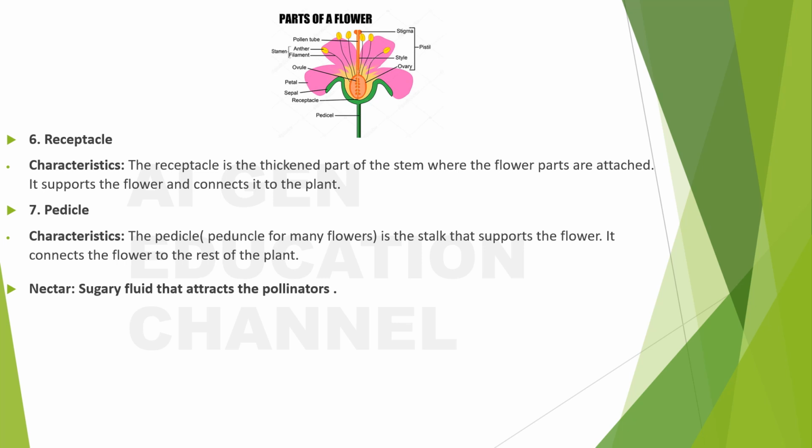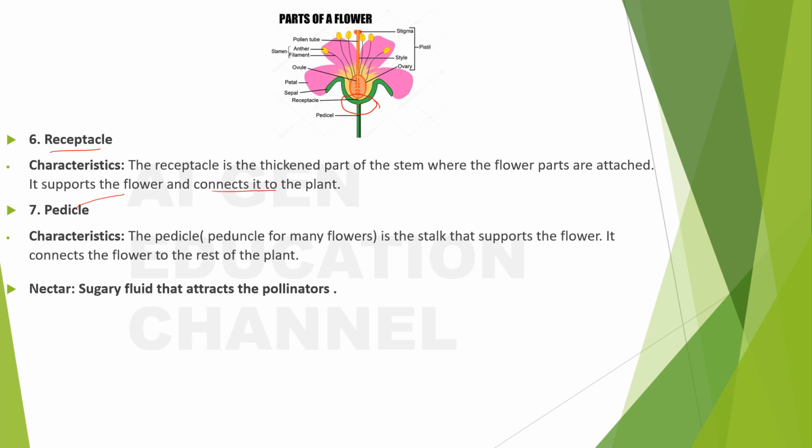And this one, receptacle. The receptacle is the thickened part of the stem where the flower parts are attached. Okay, this part is called the receptacle. See, there should be some point which should hold the flower tight, right? So this is the thickened part of the stem and it will hold the flower. It supports the flower and connects it to the plant.